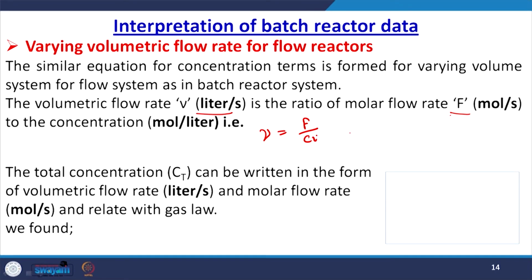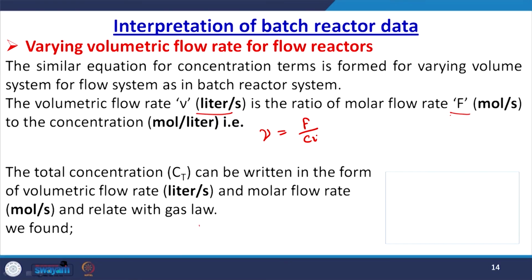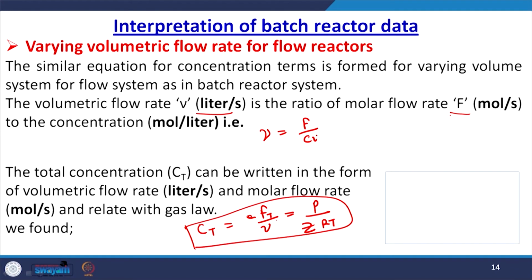Now, if the total concentration Ct is in question, so the total concentration Ct can be written in the form of a volumetric flow rate and the molar flow rate, and related with the gas law. So, we can find that total concentration at any time t, Ct is equal to Ft upon this, P upon ZRT. Let us put this thing as equation number 1. So, this is the total concentration at any time.